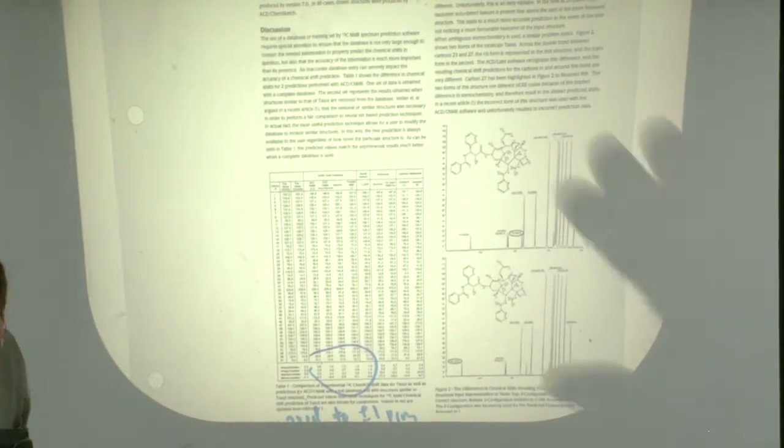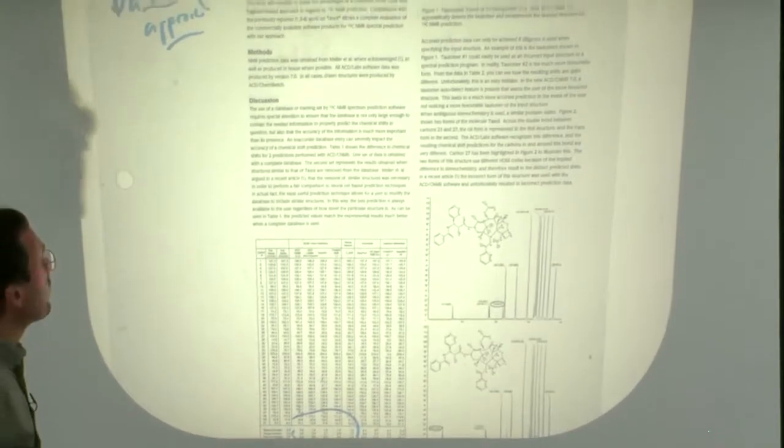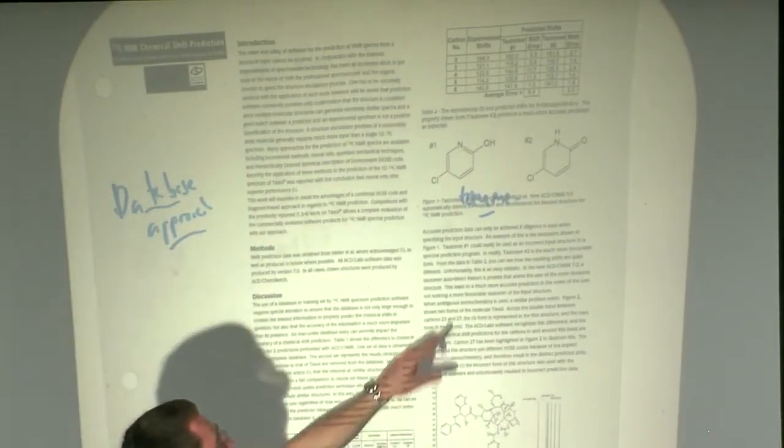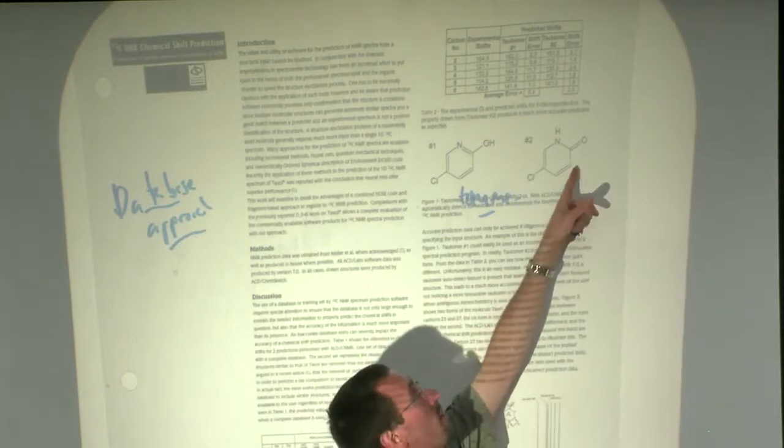And so, for example, they were able to distinguish, here's another one that would be hard to do by NMR, they were able to use their database approach. And here we have 2 tautomers. And so if you synthesize this molecule, you might not know which tautomer you have, whether you have the molecule with the carbonyl or the molecule with the hydroxy.